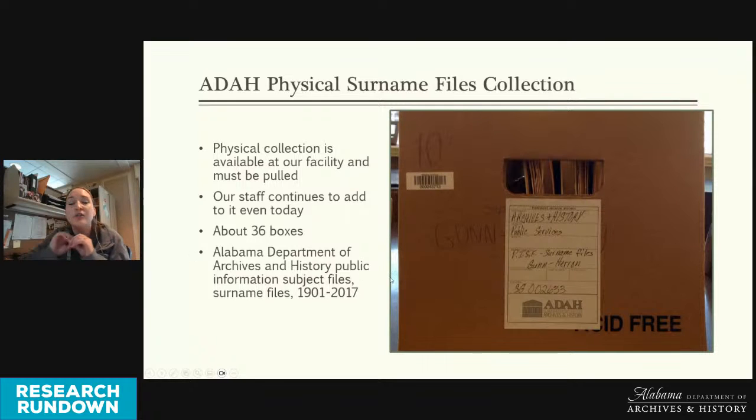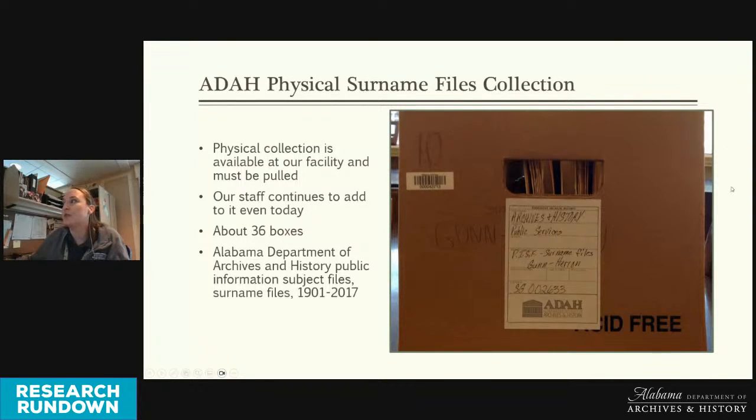And if you go to the catalog, you could type in Alabama Department of Archives and History, Public Information Subject Files, Surname Files, and it would come up. You would see the finding aid, and you would be able to select the box that you would need for your search.